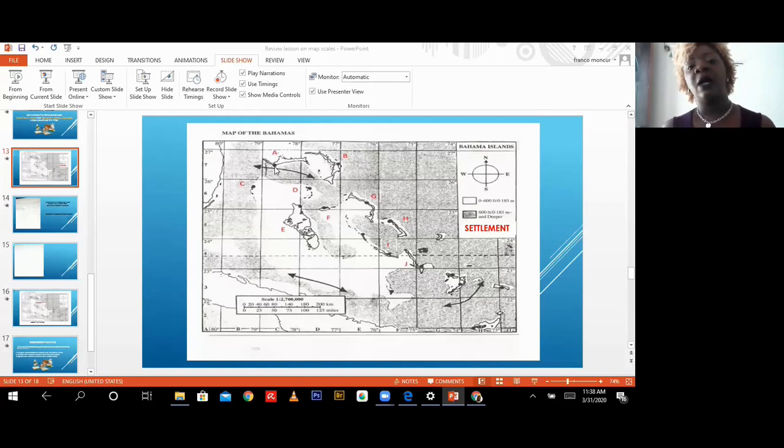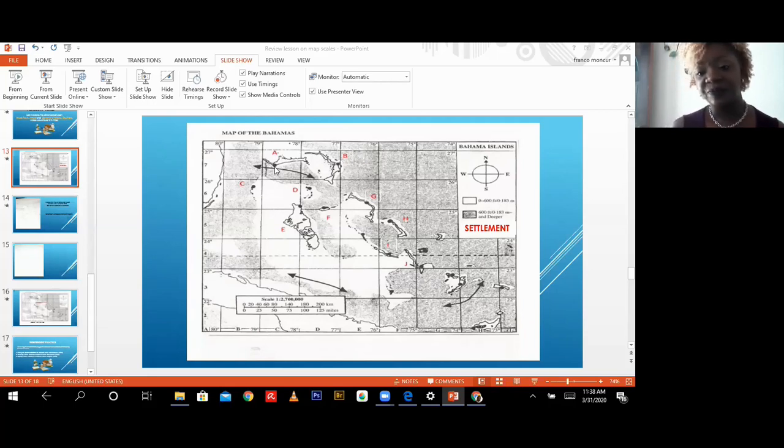Okay, good. Why is it important for you to memorize the settlements? Again, it's important because you may know the scale, so you may know how to measure the distance, but you may not be measuring the right distance. So if you're asked to measure Nicholstown to Governor's Harbour, because you don't know the islands, you measure something completely off, that's going to give you a wrong answer because the distances may not even be the same.